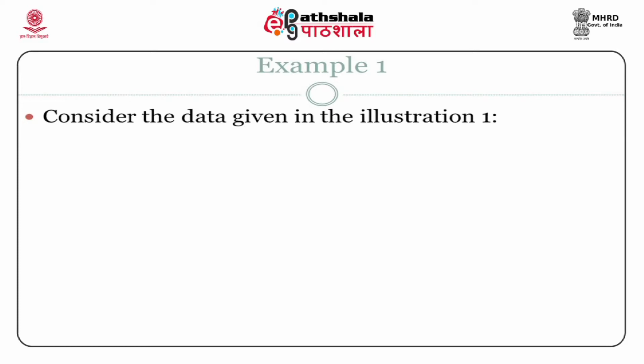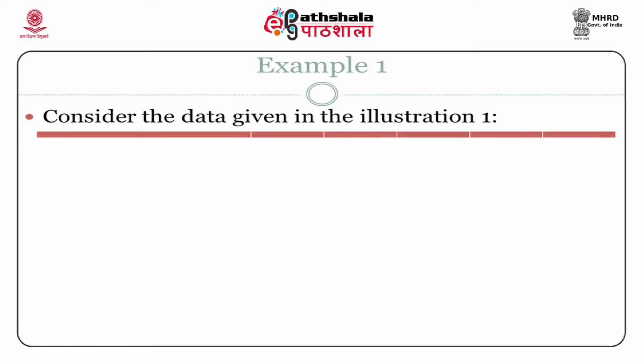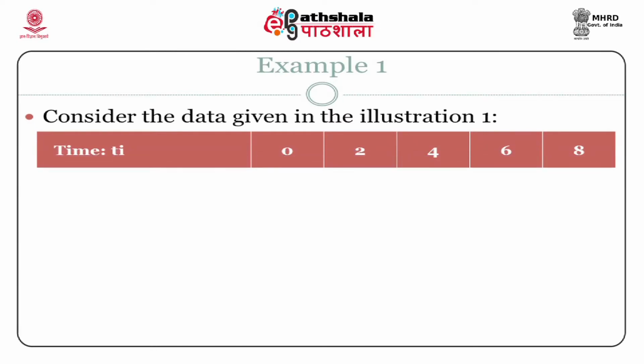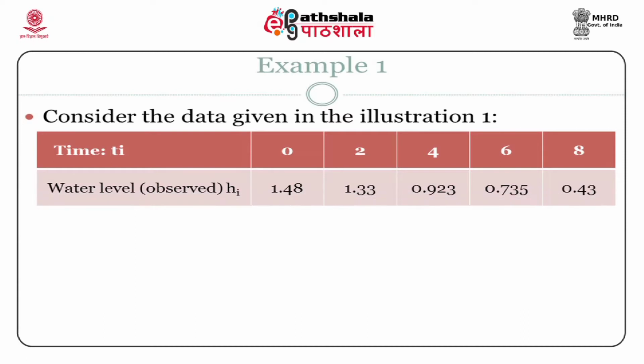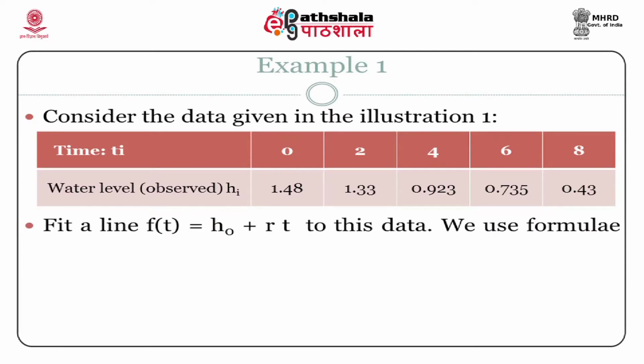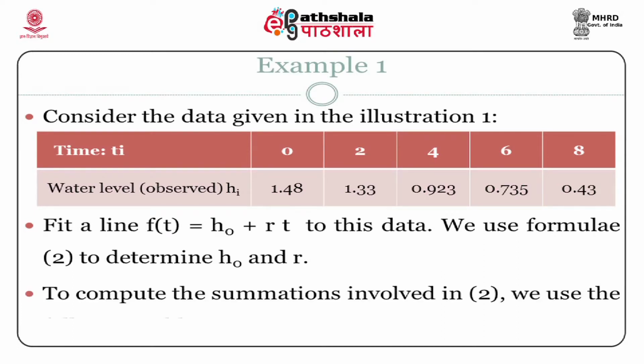We know that we are given observed data values of water level and the time. So time is 0, 2, 4, 6, 8 and the corresponding observed water levels are 1.48, 1.33, 0.923, 0.735 and 0.43. Fit a line f(t) equal to h0 plus rt to this data. We use formula 2 to determine h0 and r. To compute the summations involved in formula 2 we use the following table.